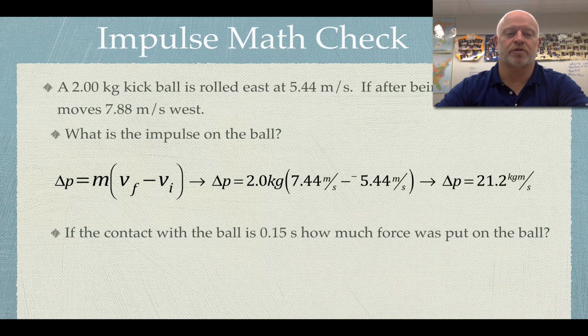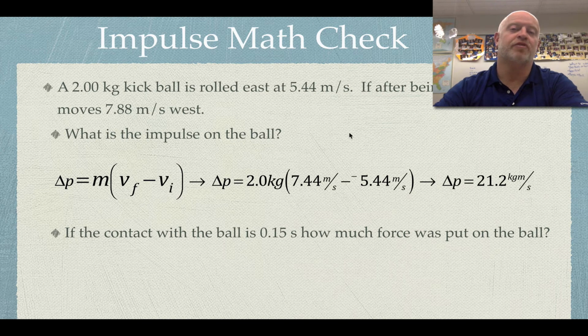Okay, so here's our first one. The impulse is the same thing as change in momentum. Okay, so we're not really worried about force right now or time. So we know the mass of the ball, we know the final velocity, we know the initial velocity, so we plug them in. Notice how I made west positive 7.88. I made east negative, so we're subtracting a negative 5.44. So my change in momentum, because I made west positive, is 21.2 kilogram meters per second.